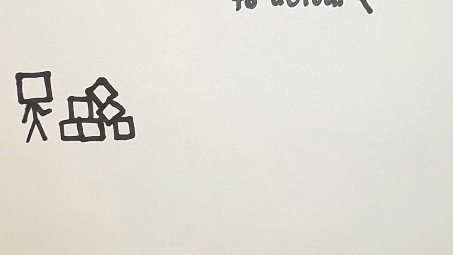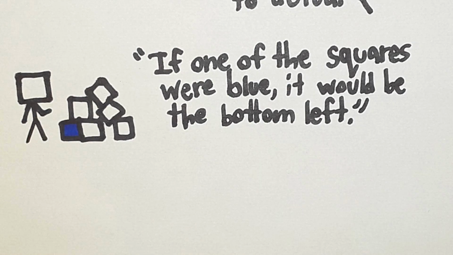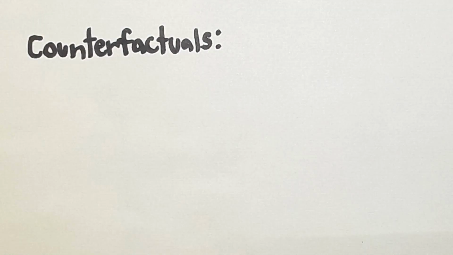Say I have this stack of squares, and I say, if one of the squares were blue, it would be the bottom left one. This is automatically true under the Lewis-Stalnaker theory because if you zoom in and look really closely, you'll see that I drew that square ever so slightly smaller than all the other squares. So a world where any other square is blue would be less similar to the actual world because it would have more matter needing to change color. So this counterfactual is true, but for a very counterintuitive and weird reason. So, in summation, there's this problem with counterfactuals.